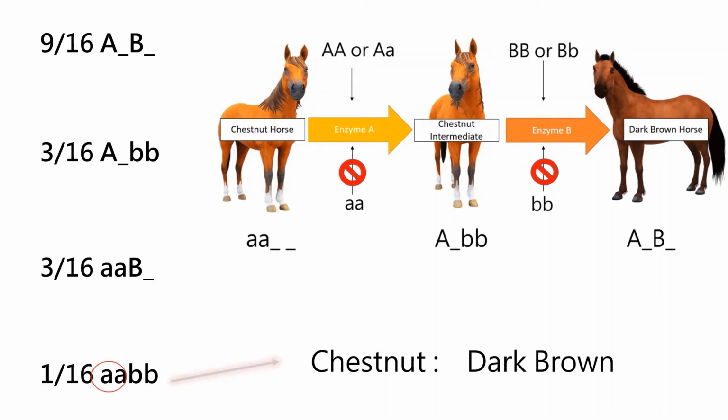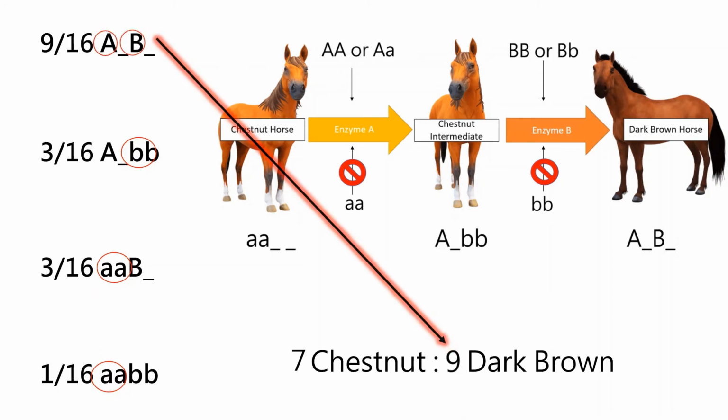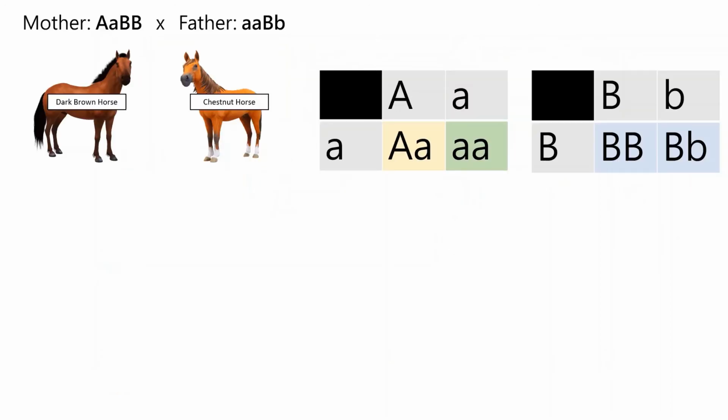Any offspring with two little a alleles will be chestnut since they do not possess any of the enzymes. This makes 4 out of 16. Additionally, any offspring that can produce enzyme A but not enzyme B will be chestnut since they only synthesize the precursor to the pigment. Lastly, any offspring with a big A and a big B allele will be dark brown horses since they produce the precursor and they have the enzyme to synthesize the pigment.